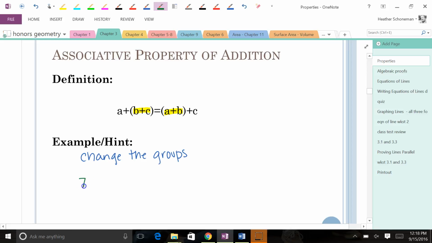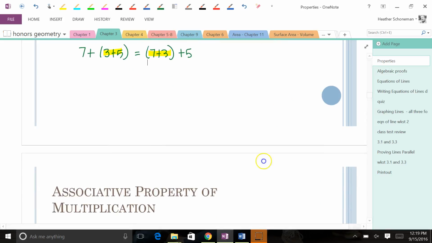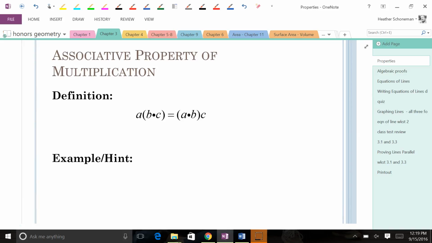So for example, I can take 7 and add the quantity 3 plus 5, and that will be the same thing as if I did 7 plus 3 first and then added 5. This is helpful when you're adding a chain of numbers. You can group them any way you want to help you add. Now notice the order didn't change. It still says 7, 3, 5, and over here it says 7, 3, 5, but what's inside the parentheses has changed. Okay? The groups have changed. So you can change the groups when you add, and you can change the groups when you multiply, and it's still going to give you the same thing.